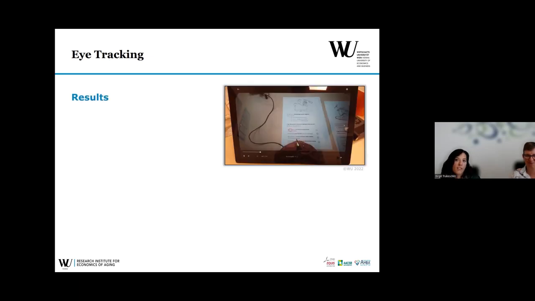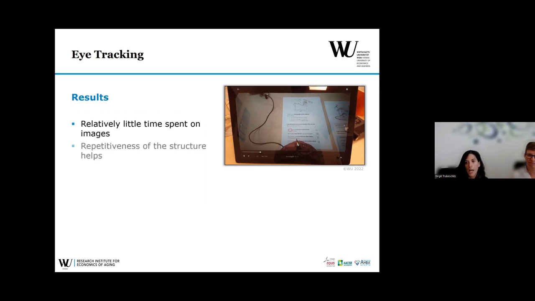And the results of the eye tracking questionnaire were that respondents spent surprisingly little time looking at the images. Interestingly enough, they did, however, notice the images. So when asked about them afterwards, they were able to remember the images and to say what they thought about them, and mostly they liked them. So in a way, we assumed that the images really helped to set the mood, but they didn't draw away the focus from the text.